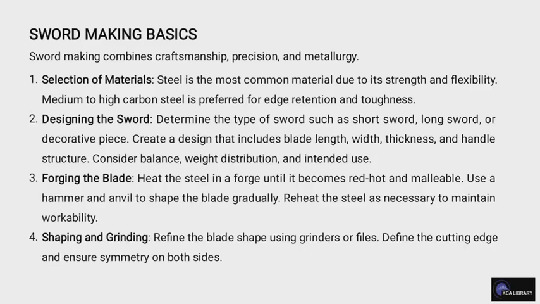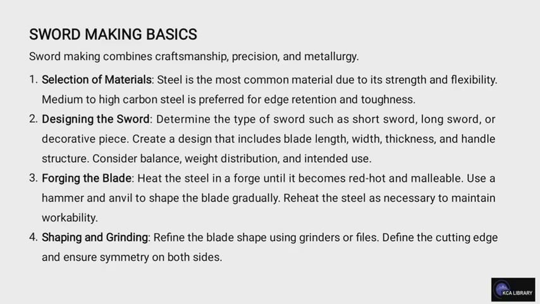Let's look at the sword making basics. Sword making combines craftsmanship, precision, and also metallurgy. And for this, we talk about selection of material. Steel is the most common material due to its strength and flexibility. Medium to high carbon steel is preferred for edge retention and toughness.